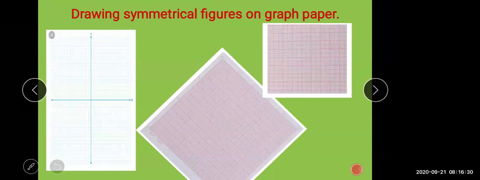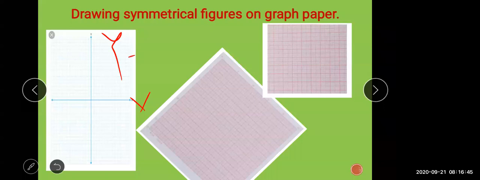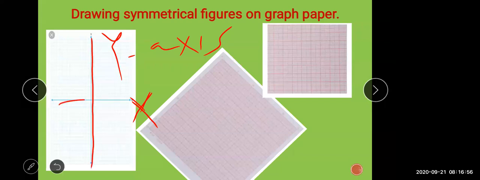Let me show some pictures. Look at this. It's a graph paper. There are two axes. When we draw a graph, we have to draw two axes, the x-axis and the y-axis. The horizontal one is the x-axis and the vertical one is the y-axis. जो खड़ी लाइन है वो है y-axis और जो टेढ़ी है वो है x-axis.